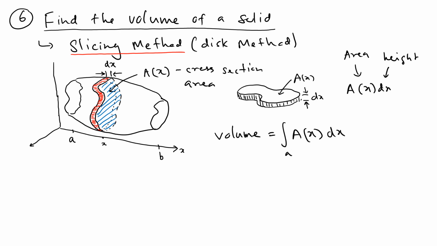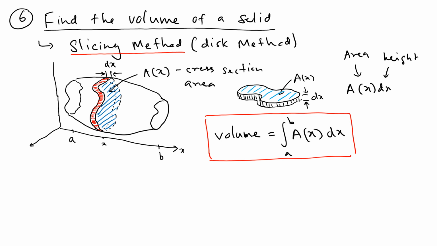From between two values, whatever you have, A to B. So that's the formula for the volume under the slicing method. A(x) is whatever the cross-section area. So that's typically how you do a problem like that. We're going to look at several different cases. That's the base area, and we assume that the top and the bottom have similar area. They might be slightly different depending on the object, but we assume that they are close together because dx is really small.